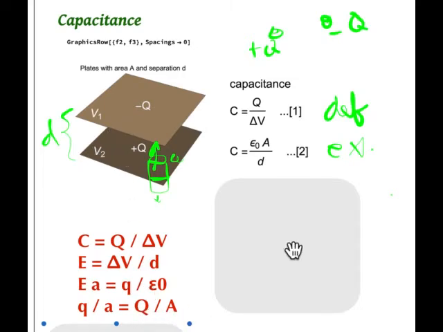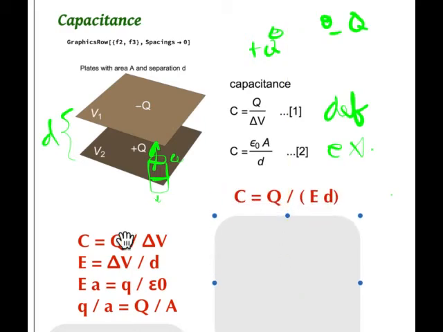over the complete area. All right, now let's put all this together and calculate C. C is Q over delta V. Delta V is E times D.